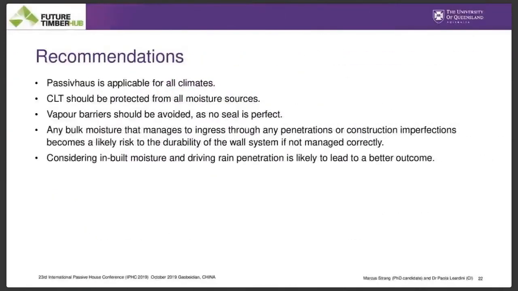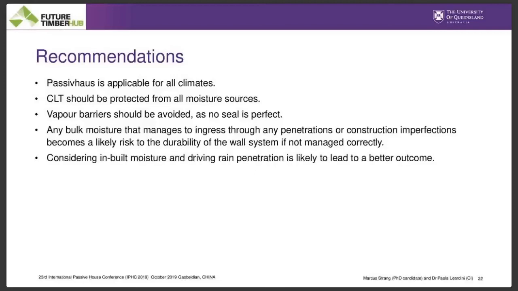So yeah, that's my main presentation. We can see that passive house is actually applicable for subtropical and all climates. The CLT needs to be protected from all moisture sources, and it needs to be managed appropriately in the specific climate design. And vapor barriers should be avoided, as we recognize that no seal is perfect and eventually moisture will be able to ingress over time.